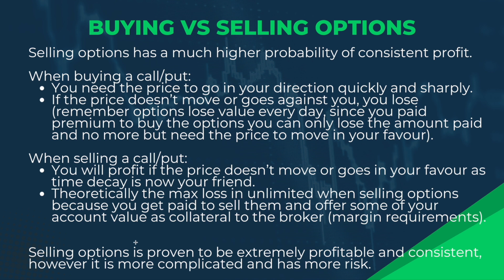Now, selling options is proven to be extremely profitable and consistent. But it is obviously more complicated and has more risk. As you saw, we have an unlimited amount of drawdown, but obviously you have stop losses. You have many things you can put in place, just like any insurance company, which has many policies and many ways to protect themselves. So here you will be operating your own insurance company.